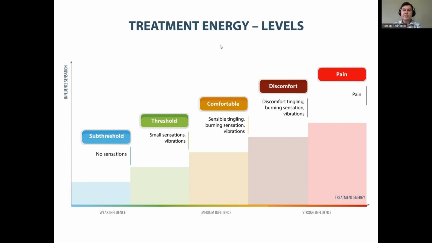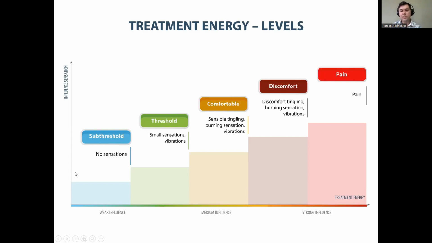So that means that we cannot set universal ranges for treatment energy that will be applicable to any type of person. But we can divide the treatment energy range of our device, which is 250 units, into 5 subjective treatment energy levels. And they are pretty easy to identify.